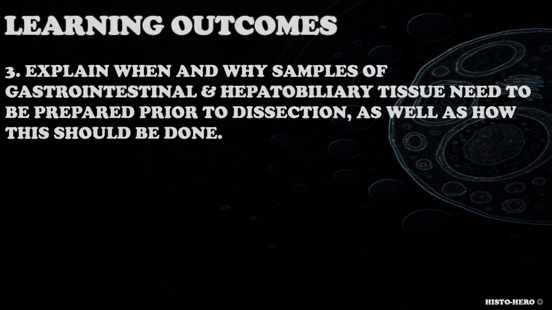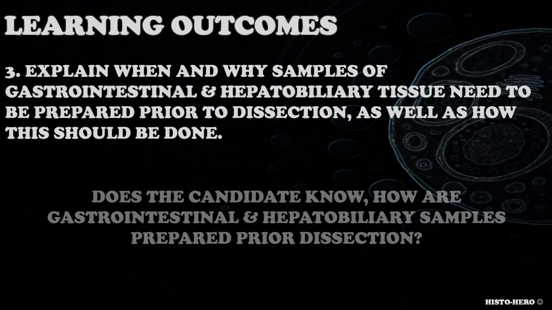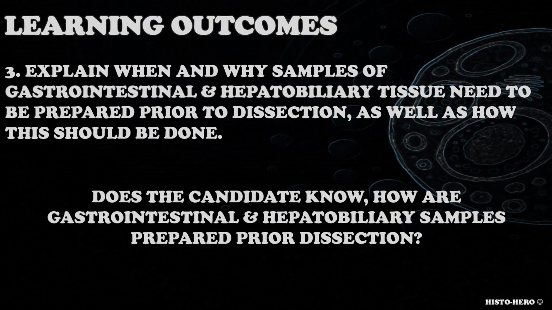The third learning outcome is, explain when and why samples of gastrointestinal and hepatobiliary tissue need to be prepared prior to dissection, as well as how this should be done. The candidate needs to explain when and why these samples are prepared prior to dissection. Do they know how they are prepared?